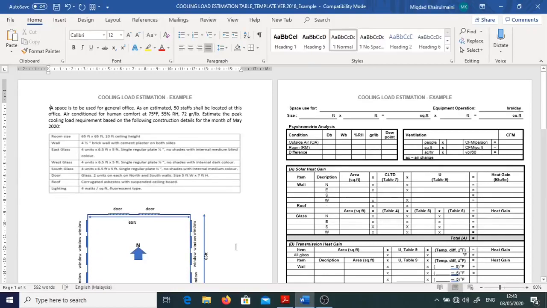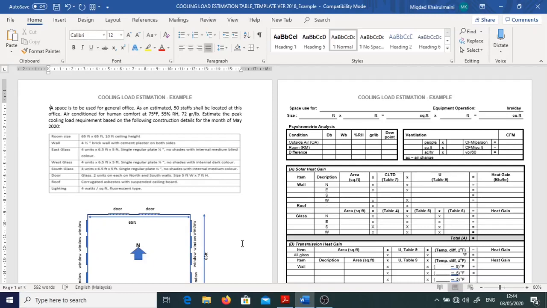So in this video, I will be sharing with all of you on how to fill in the cooling load estimation table based on what we have learned so far, which is the space characteristic and also the solar heat gain. Okay, so we will use this question as an example on how to fill in the table.